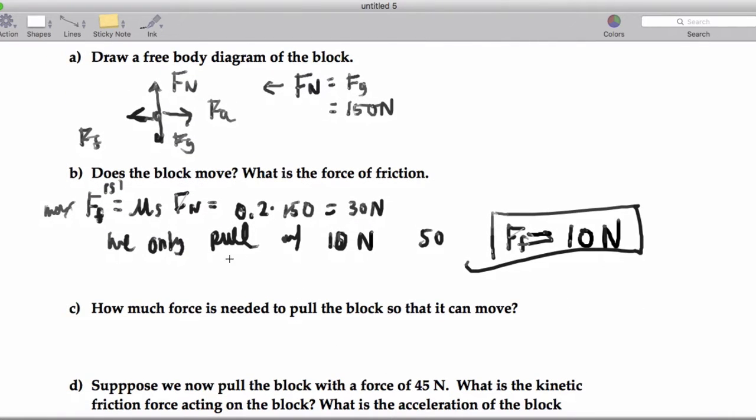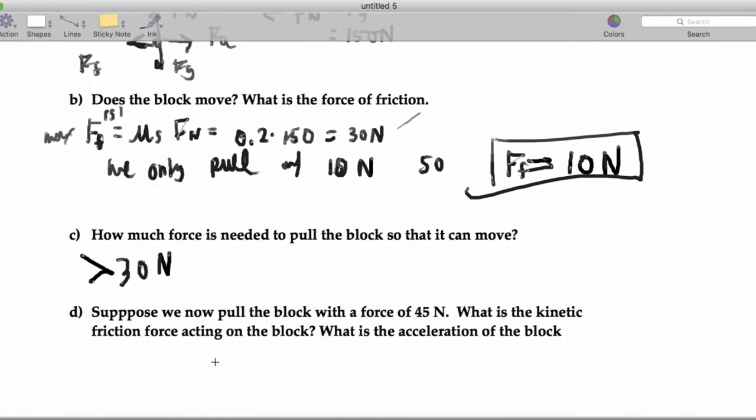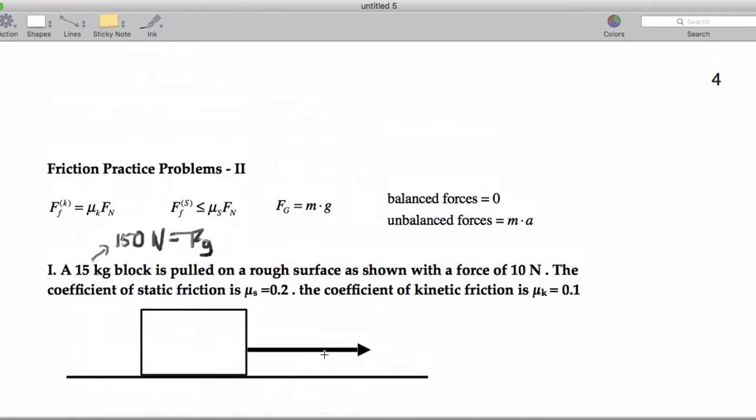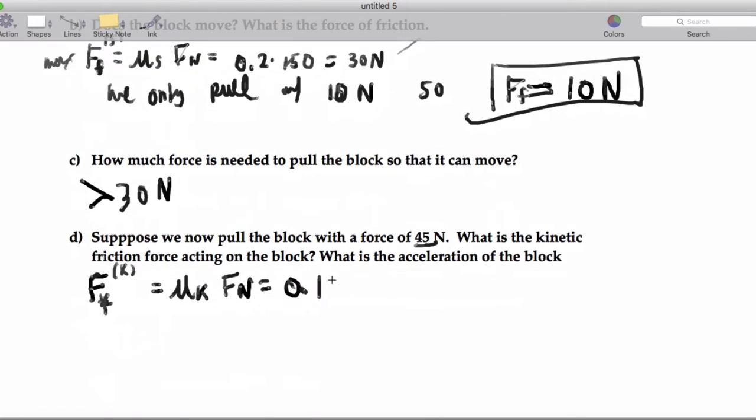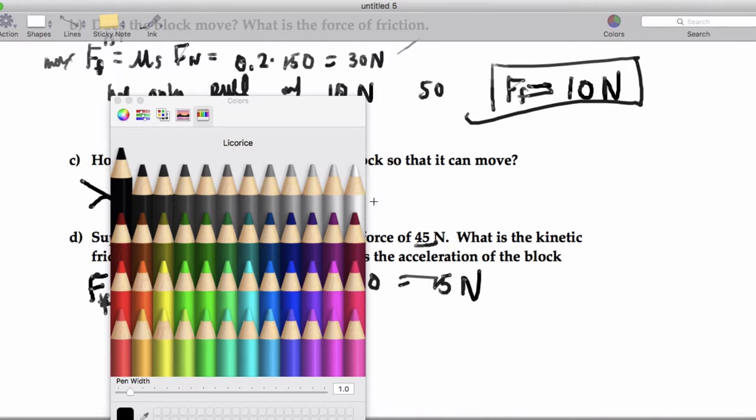Okay, so how much force is needed to pull the block so it can move? That would be a force greater than 30 newtons based on this friction above. So if we pull with a force of 45 newtons and we want to know the friction force acting on the block and what the acceleration is, we do know it's moving since 45 is greater than 30. So let's just get that kinetic friction as mu kinetic times the normal force. That's going to be 0.1 times that normal force of 150. And that's going to give us 15 newtons worth of kinetic friction force.